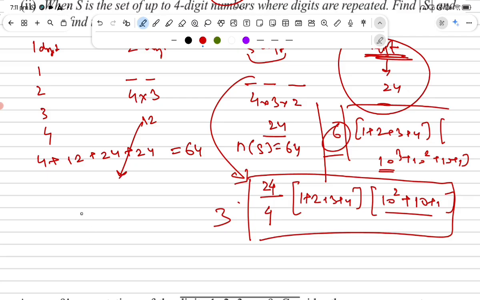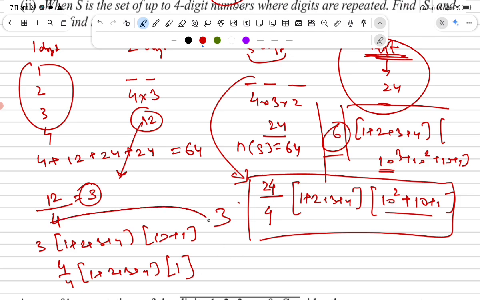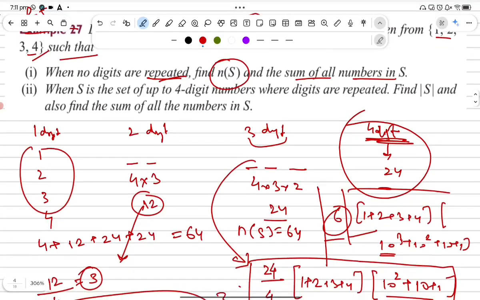For 2 digits, we have 12 possible ways, and for 4 digits, that is 3, so we'll be multiplying by 3. 1 plus 2 plus 3 plus 4 into 10 plus 1, for the 2 digit number. And for the single digit, we'll have what? 4 by 4 into 1 plus 2 plus 3 plus 4, into 1. That's it. So you add all this, and this, and you'll end up with the answer.